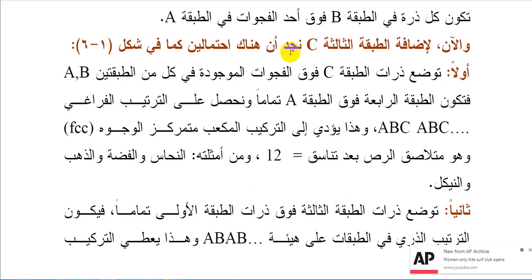Now to add the layer 3, C, there are actually 2 possibilities, as illustrated in figure 6.1. First possibility: the layer C atoms will be placed above the holes in each of the 2, as you can see right in front of you. So the 4th layer will be exactly above layer A. We get the arrangement ABC, ABC, respectively. This leads to the formation of the FCC crystal lattice structure, which is closely packed with a coordination number of 12. For example, Cu, Ag, and Au.